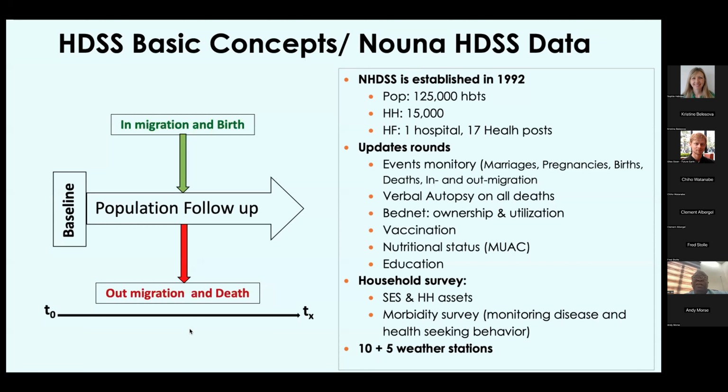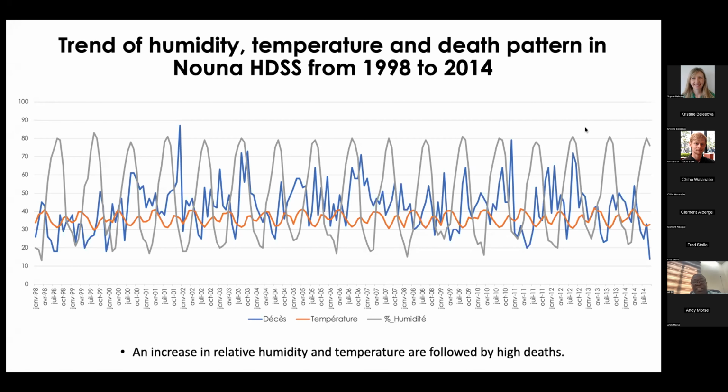outputs of the HDSS. When you look here, the trend of the humidity, temperature, and death pattern, from 1998 to 2014, is just a sample of data for you to see. You can see easily that the death curve in blue increases after the temperature and the humidity. So an increase in relative humidity and temperature is followed by high death in the area. And this death affects mostly the children under 5, who are most sensitive to climate sensitive diseases like malaria and pneumonia.